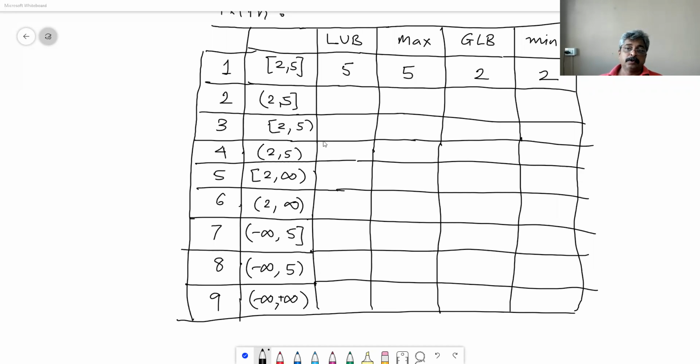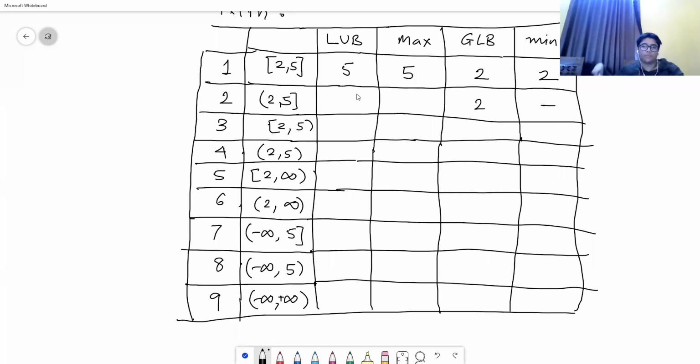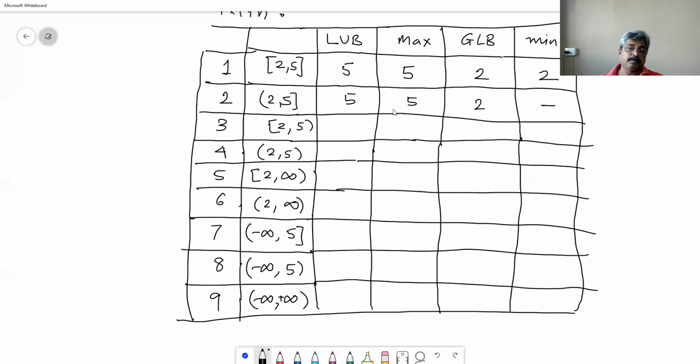Is 2 GLB in this case? Second case. Yes. Is 2 minimum? No, sir. Is 5 LUB? Is 5 maximum? Yes, sir. Is 5 LUB? Yes. Is 5 maximum? No. LUB is 5, GLB is 2, minimum, maximum.